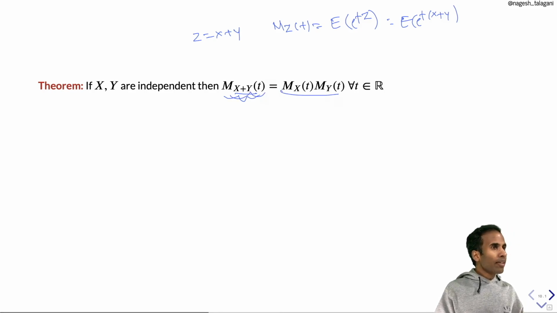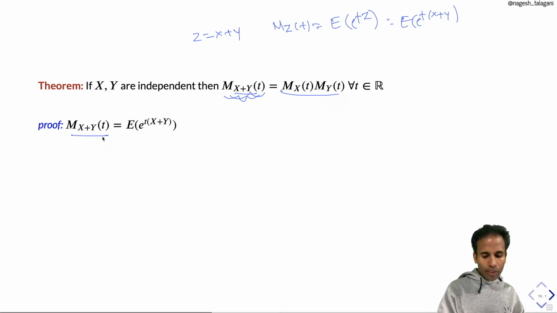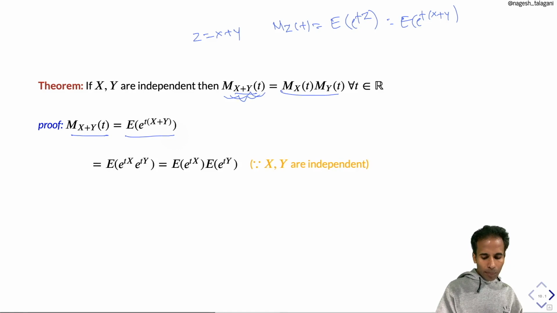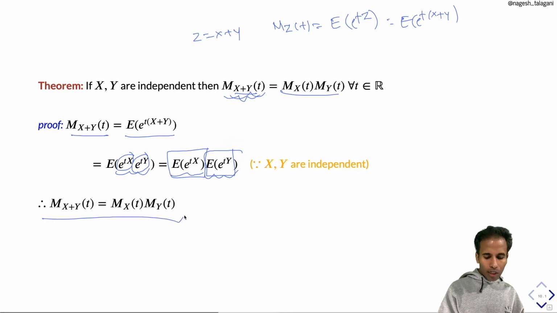Okay, the left hand side, MGF of x plus y at t, by definition is the expectation of e power t of x plus y. This e power t of x plus y we can write as e power tx times e power ty. Again by using independence, as this is a function of x alone and this is a function of y alone, we can write expectation of e power tx times expectation of e power ty. This is exactly the MGF of x at t. This is exactly the MGF of y at t. So we have M_{x+y} of t equal to M_x of t times M_y of t for all t belongs to R. Okay, fine.